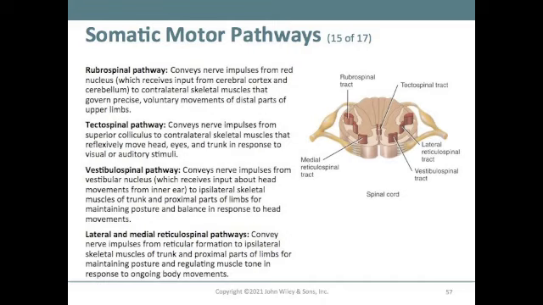And at the bottom, we see the lateral and medial reticulospinal pathways. These pathways convey nerve impulses from the reticular formation to the ipsilateral skeletal muscles of the trunk and proximal parts of the limbs for maintaining posture and regulating muscle tone in response to ongoing body movements.